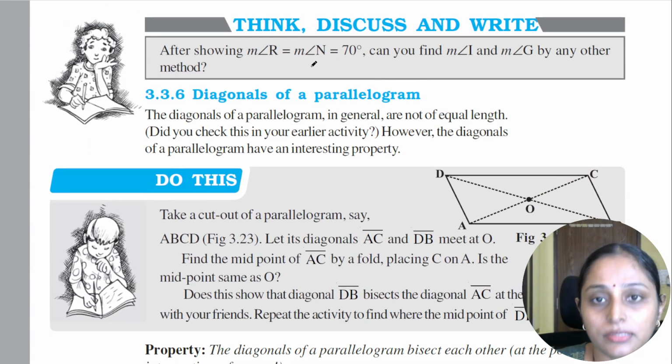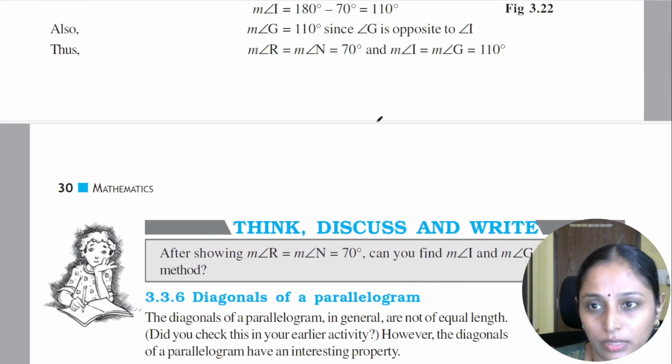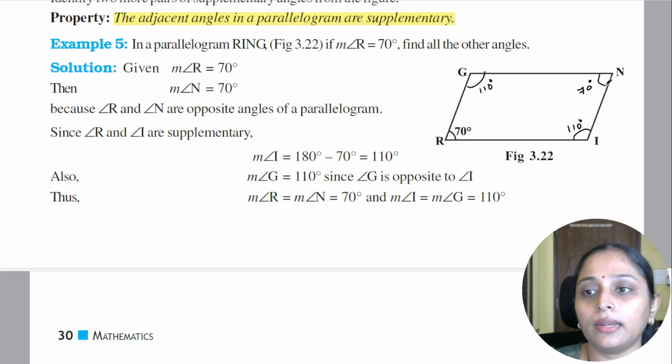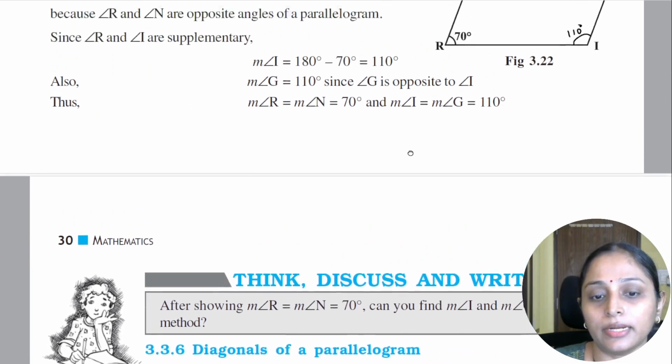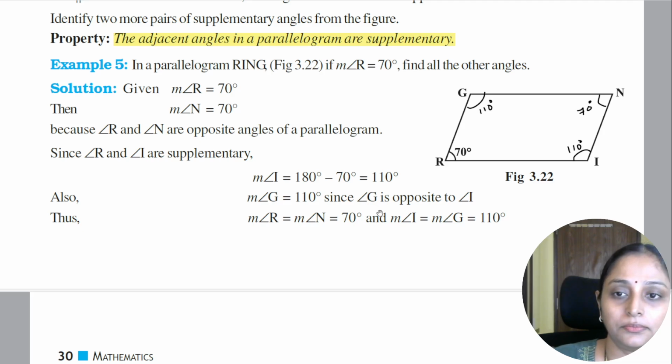Now they have asked us, after measuring R and N as 70, can you find I and G by any other method? So let's go back to the figure. They're saying R and N are 70 degrees, right? In order to find out that I and G are 110, we have used the property of supplementary angles, right? Now they're saying, can you prove it using any other method? So here, let's say an alternative.